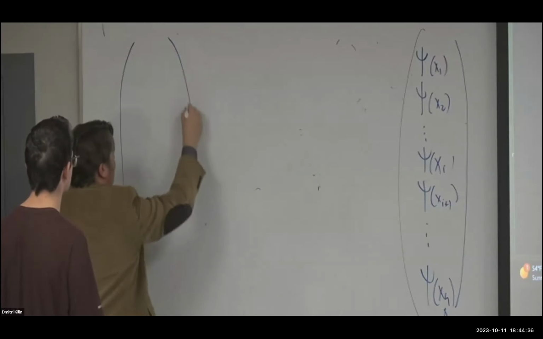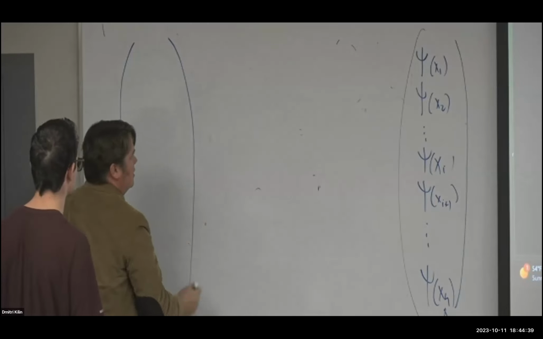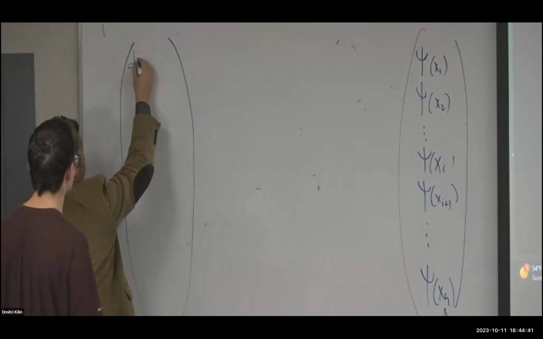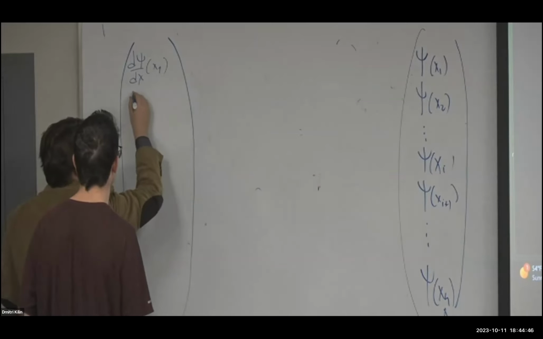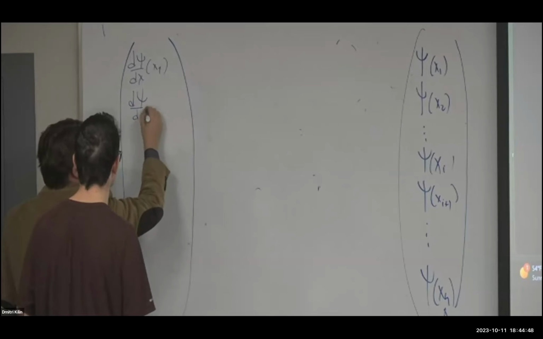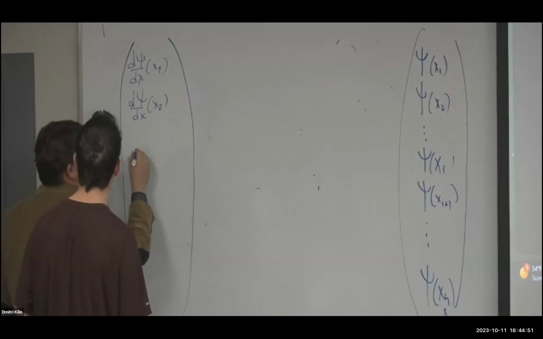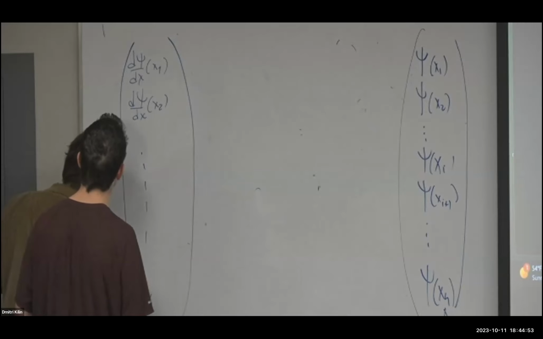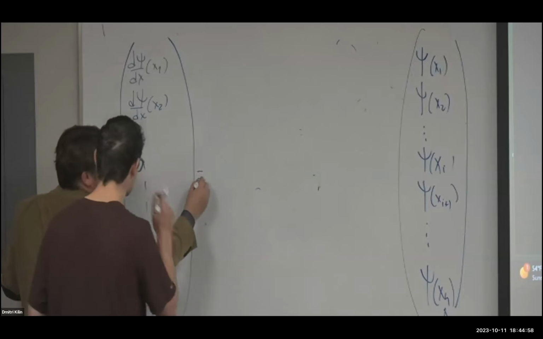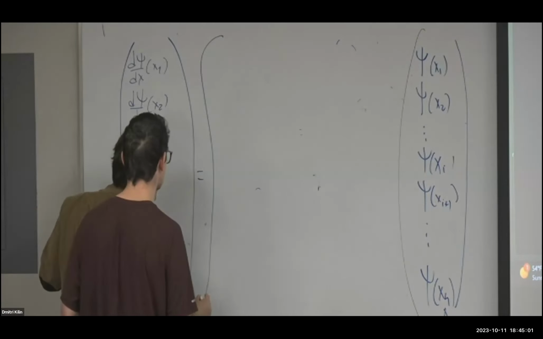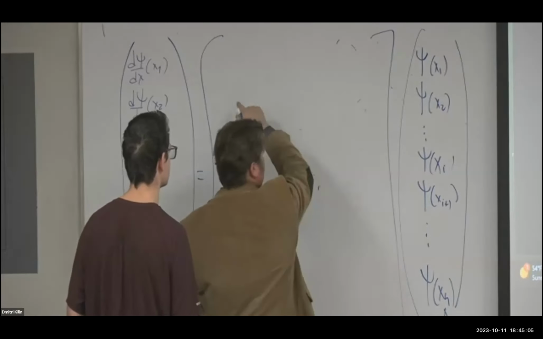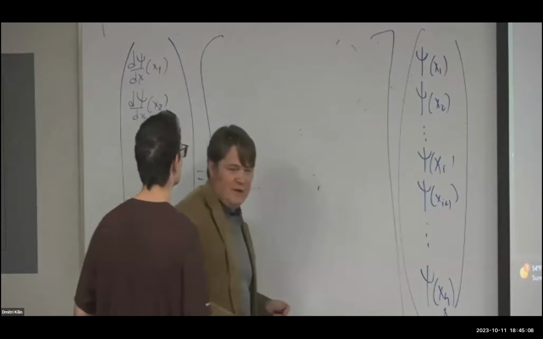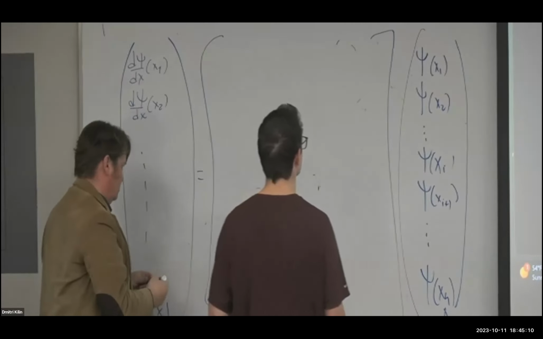We need to form a vector that will include d psi dx at point x1, d psi dx at point x2, up to d psi over dx at point xn. And we need to formulate a matrix such that by multiplying row by column on this vector, we will get this answer. Okay.